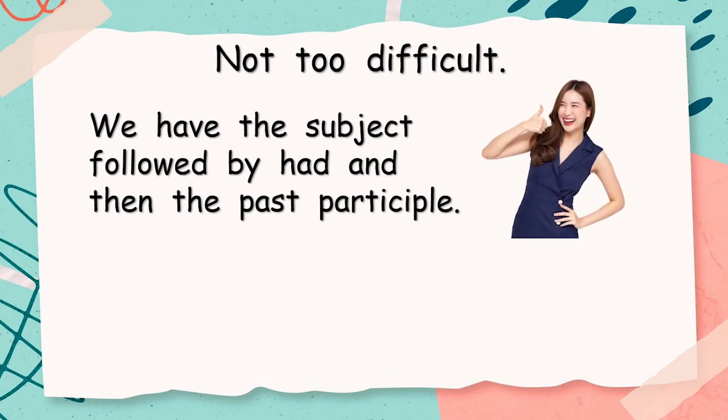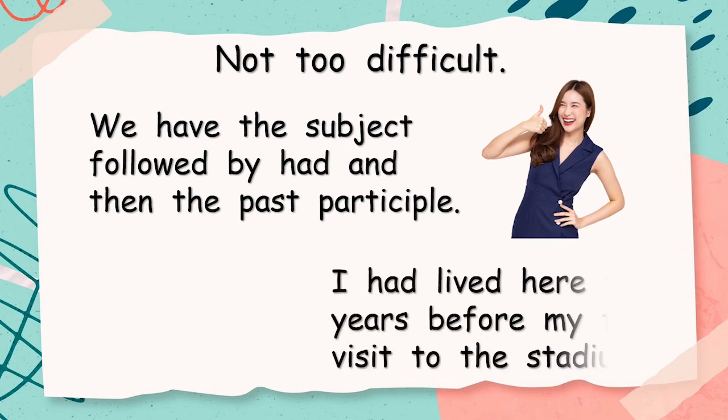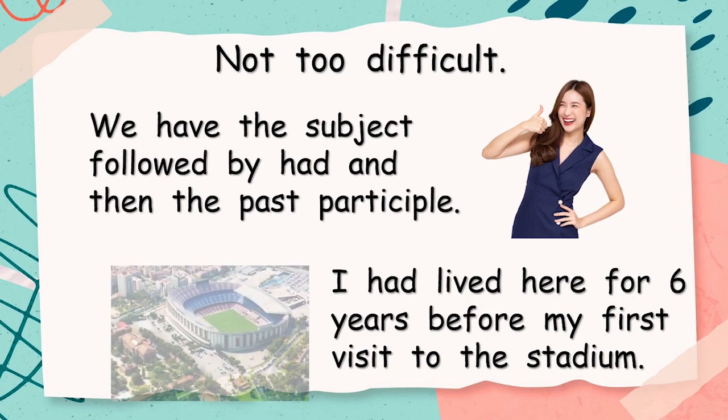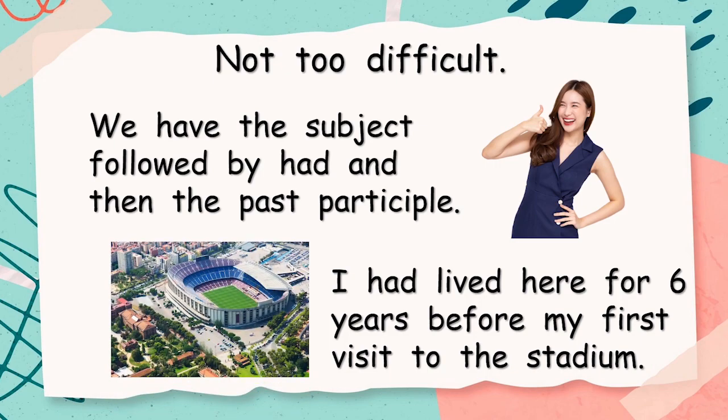Okay. One more example. Now that we know this. I had lived. So there we've got subject, had, and past participle. I had lived here for 6 years before my first visit to the stadium. Okay. And with past perfect, we need a time as well. So here we've got 6 years.